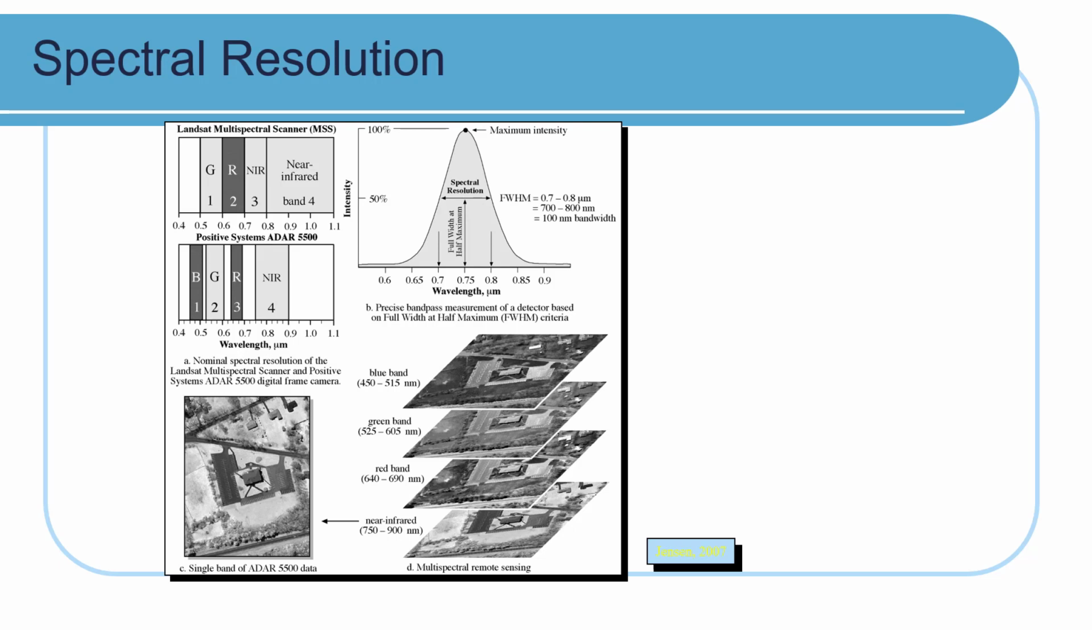So starting in the upper right, there is our full width at half maximum graph. On the left, we've also seen these diagrams, and it's showing you the wavelengths collected in each particular band. The bottom left is a single band of ADAR 5500 data, and then on the right would be that depiction of the different bands. And so those were all collected, blue, green, red, and near infrared were all collected at different spectral resolutions.